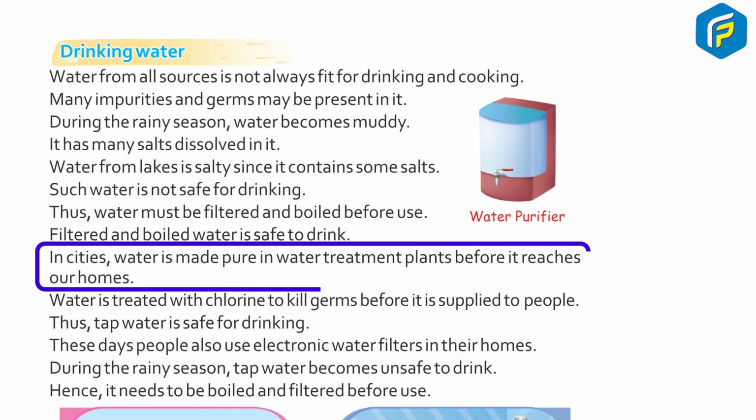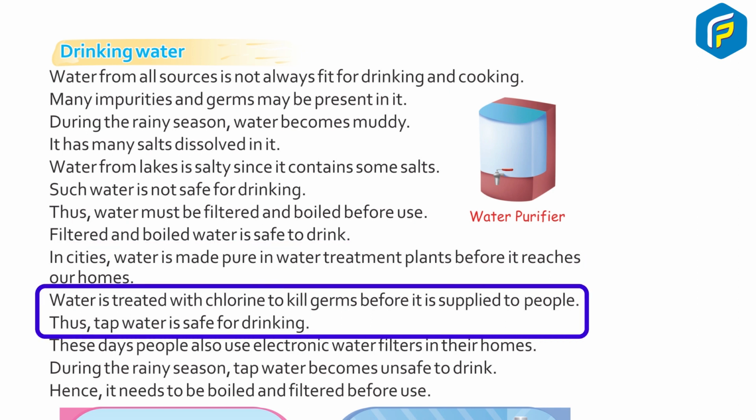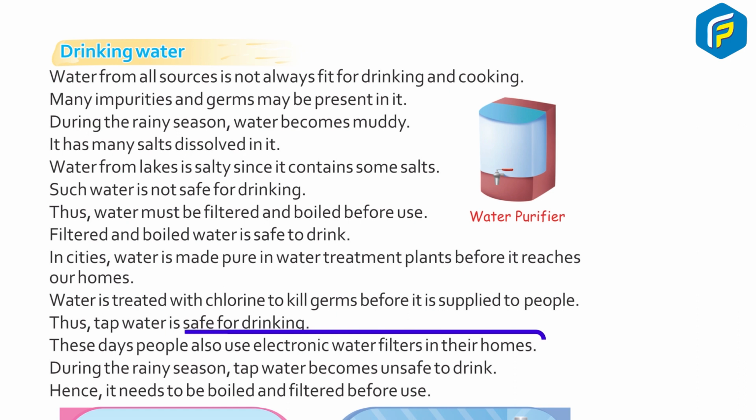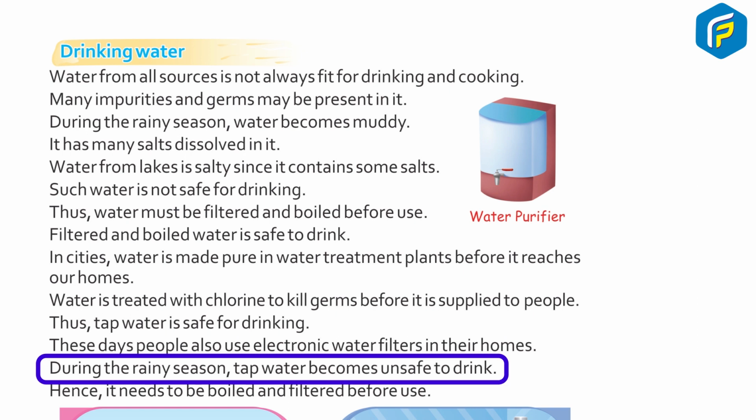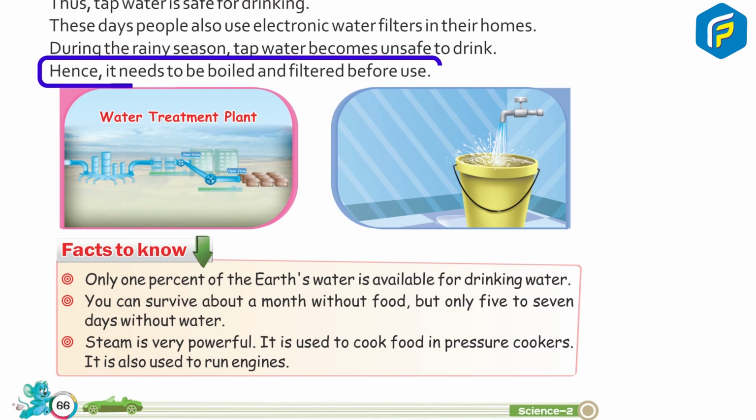In cities, water is made pure in water treatment plants before it reaches our homes. Water is treated with chlorine to kill germs before it is supplied to people. Thus, tap water is safe for drinking. These days, people use electric water filters in their homes. During the rainy season, tap water becomes unsafe to drink. Hence, it needs to be boiled and filtered before use.